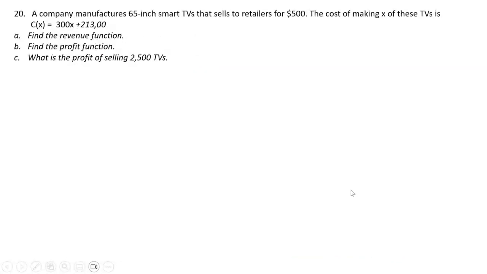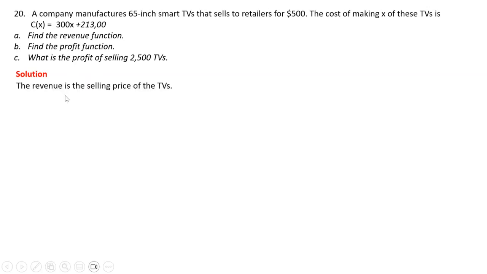Okay, now number 20. Here, guys, is where we have to find the cost, the revenue, and the profit function. A company manufactures 65-inch TVs that sells to retailers for $500. The cost of making X of these TVs, the cost function, is C of X equals 300X plus 213. I forgot to put another zero, guys. It's supposed to be 213,000. Find the revenue function, find the profit function, and what's the profit of selling 2,500 TVs.